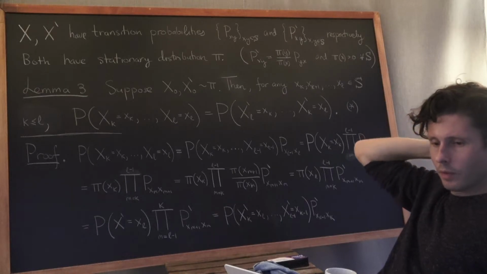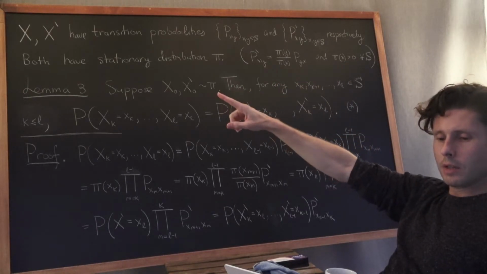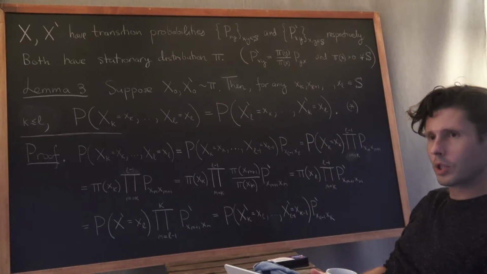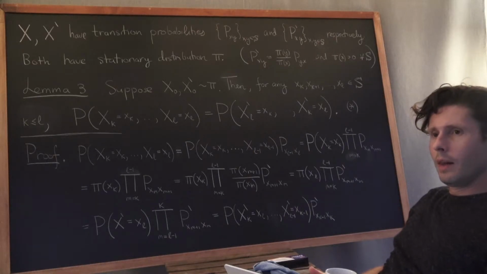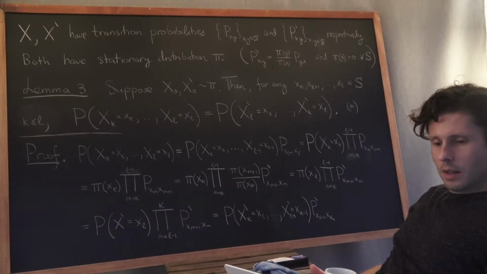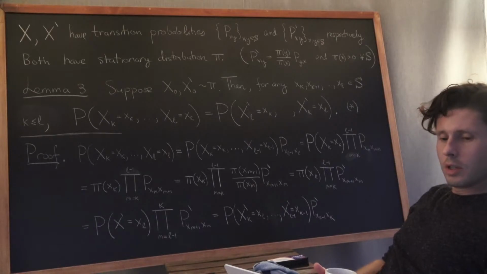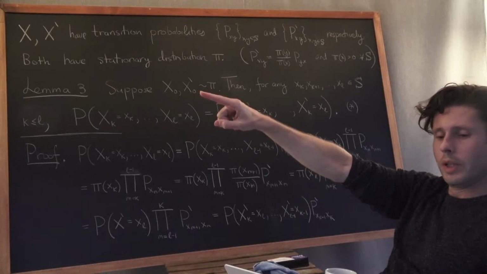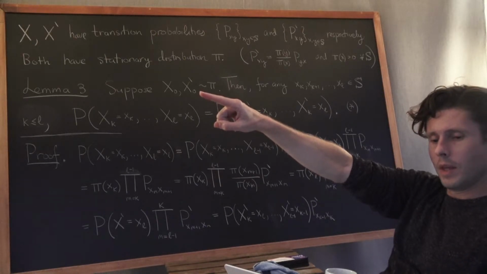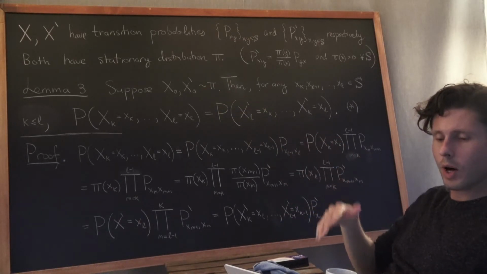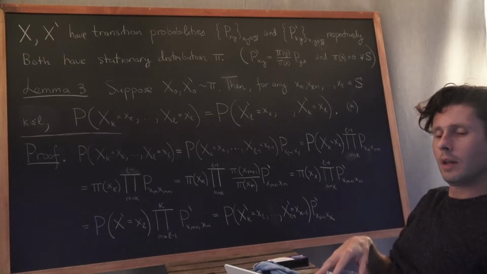So first, suppose both chains start according to their stationary distribution. We've seen this before, right? We showed, for example, that when a Markov chain starts in its stationary distribution, it stays in its stationary distribution. Starting in its stationary distribution just means, for the chain x, that the probability that x naught, x at time 0, is equal to x is pi x. And the same is true for x prime: the probability that x prime naught is equal to x is pi x.